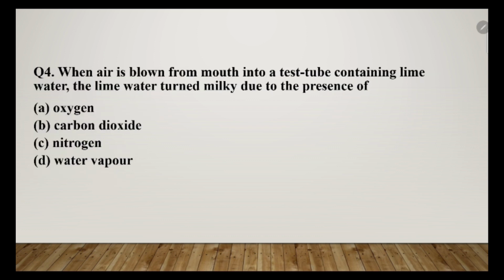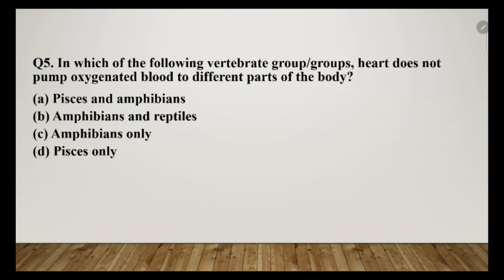Next question is, when air is blown in from mouth into a test tube containing lime water, the lime water turned milky due to the presence of carbon dioxide, and the lime water turns milky because of the formation of calcium carbonate. Fifth question is, in which of the following vertebrate group or groups does the heart not pump oxygenated blood to different parts of the body?